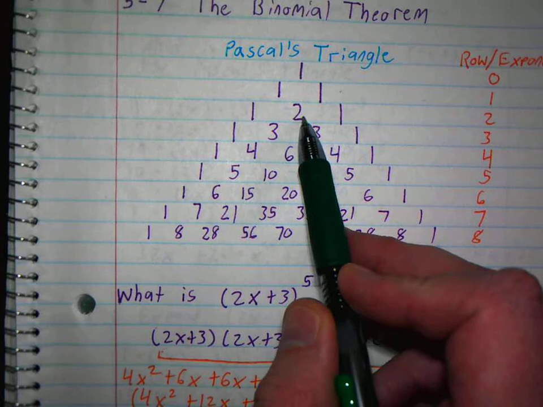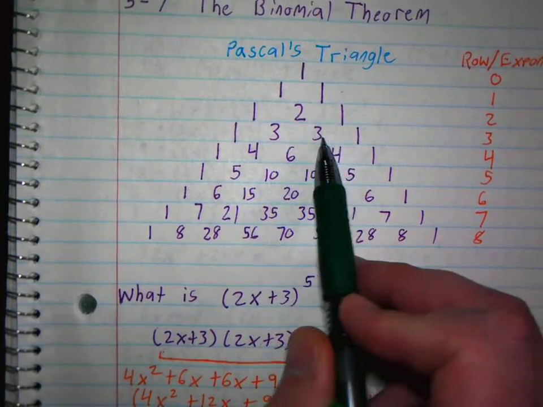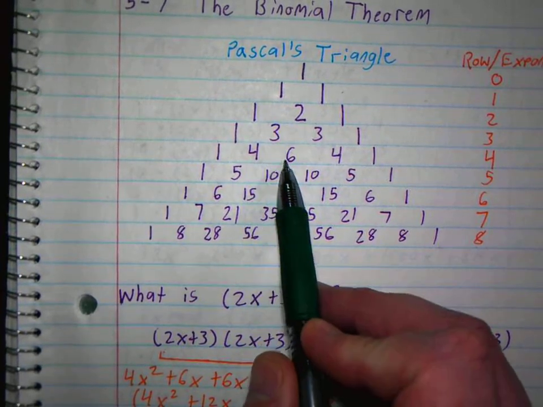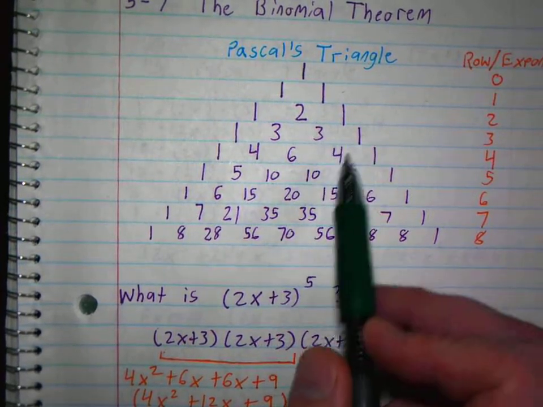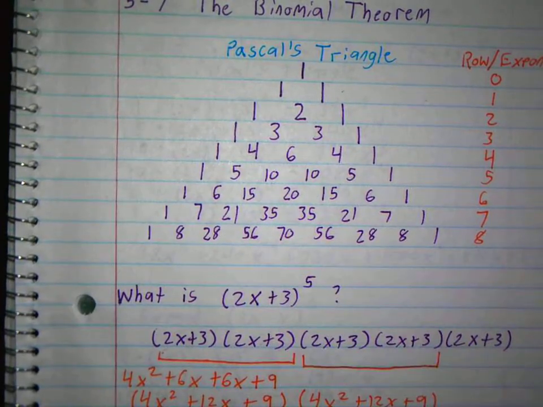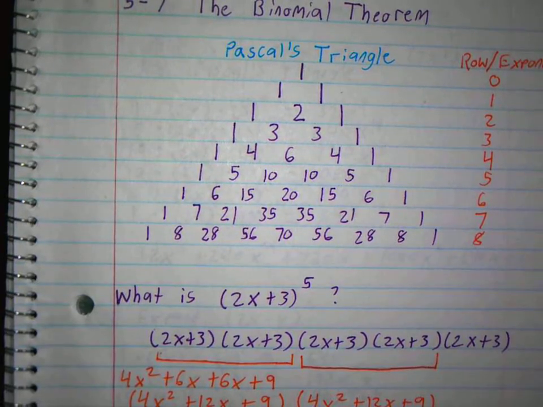and then 2 from 1 plus 1. And then 1 plus 2 is 3, 2 plus 1 is 3. 1 plus 3 is 4, 3 plus 3 is 6, 3 plus 1 is 4, 1 plus 4 is 5, 4 plus 6 is 10. And when you add them, you put them in the middle, right? And so this triangle goes forever.